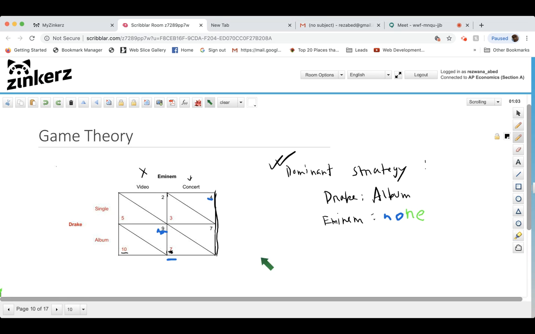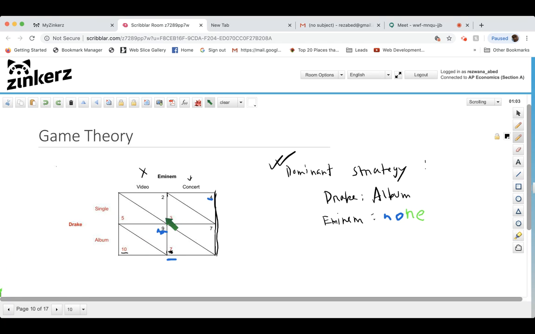Okay. And is there a name to say when there's a tie, for example, in concert and album here, where both are 7? No, it's just that the payoffs are the same. So there is no name. Yeah, but there is something that is interesting about this one.